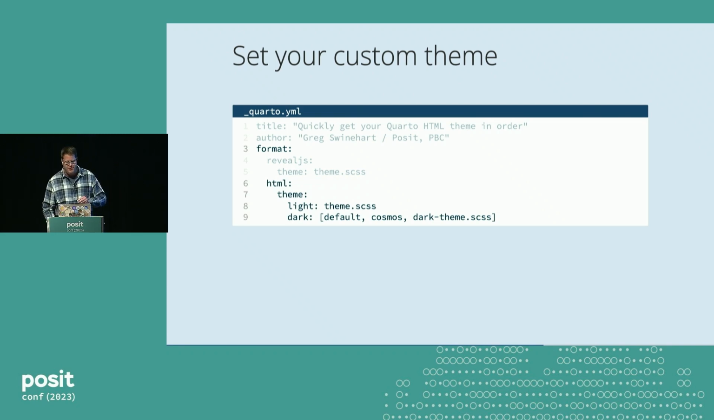You'd go HTML, you'd declare the theme, and I wanted to show you this: you can actually set a light theme and a dark theme. And just by example under dark, I showed you how you can use many different layers if you want. So I've started with default, which is Bootstrap 5. Then I've added on the Cosmo Bootswatch theme, but there were a couple things I wanted to tweak, so I've also added on my own dark theme.scss. With just a comma in between, Quarto will understand what you're doing there.